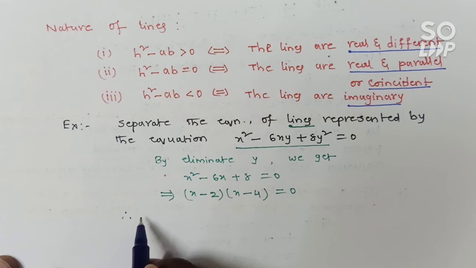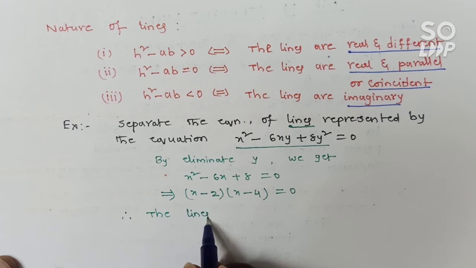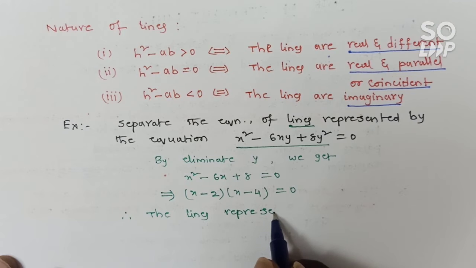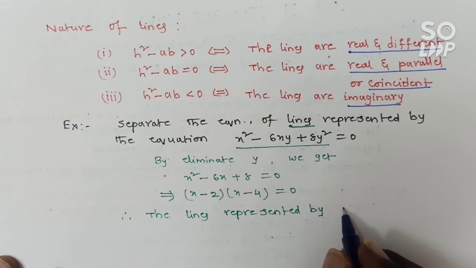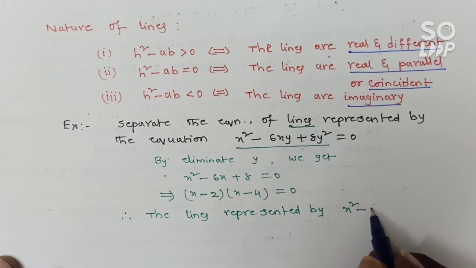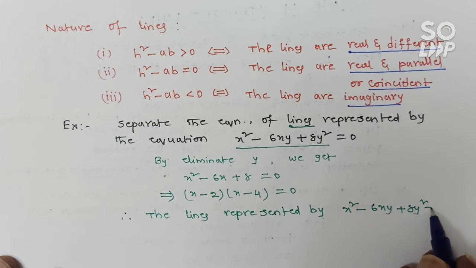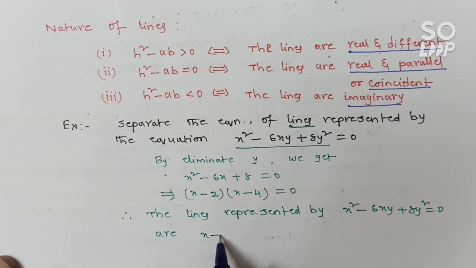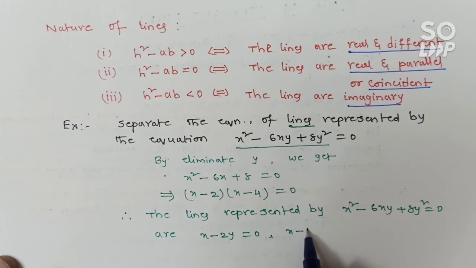Therefore the lines represented by x square minus 6xy plus 8y square is equal to 0, or x minus 2y is equal to 0, comma, x minus 4y is equal to 0.